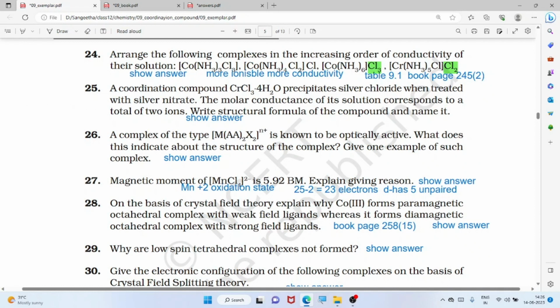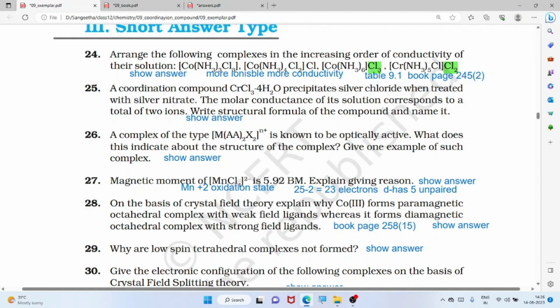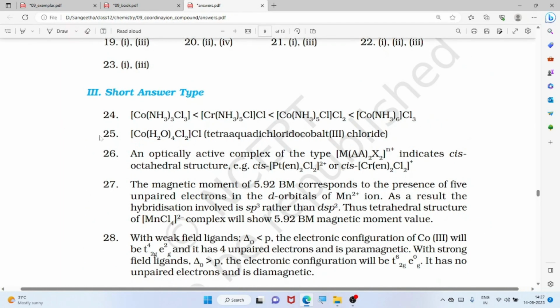A coordination compound precipitates silver chloride when treated with silver nitrate, and the molar conductivity of the solution corresponds to two ions. So the two ions will be outside of this bracket. Okay. Write the structural formula of the compound and names. 25. So this one. So here, okay.